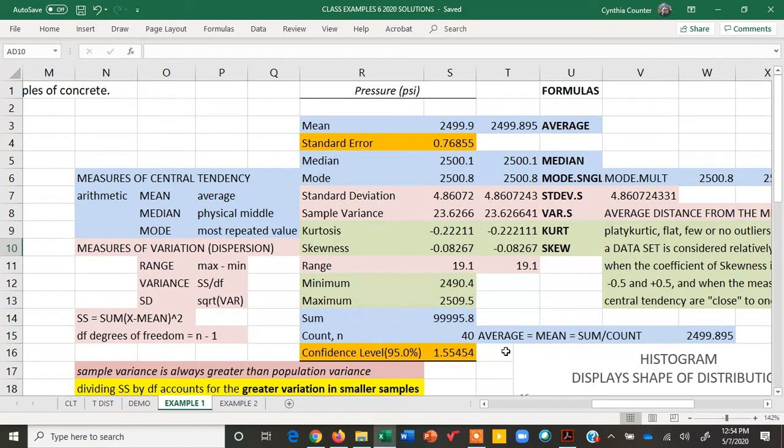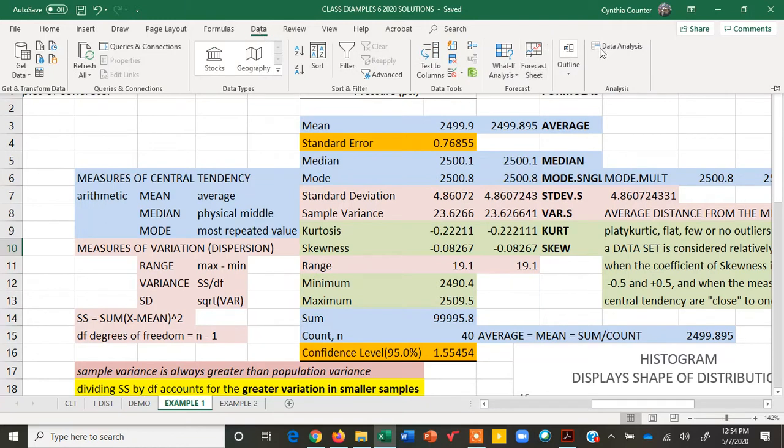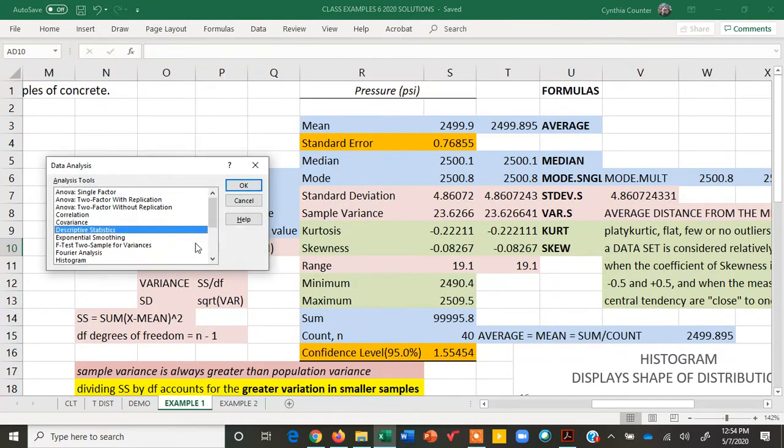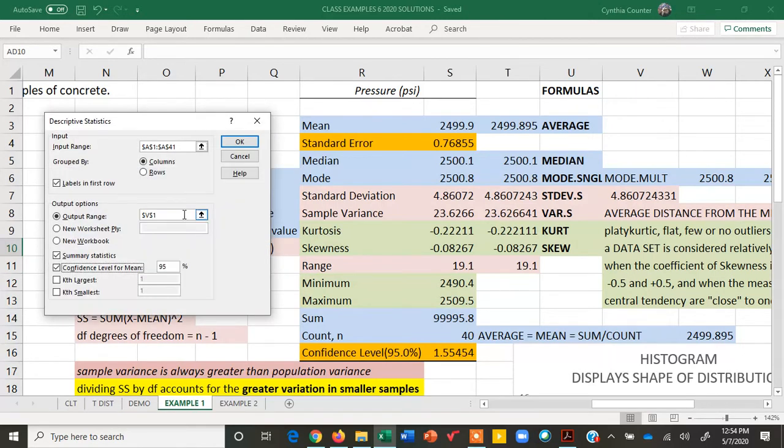So if you have the data analysis tool, I will remind you how you get this output here. You go to Data, Data Analysis, Descriptive Statistics. We have our input range A1 to A41 because that's where I have all my data. I have a label in the first row, that's why this box is checked. Since I already have the summary statistics, I'm not even going to ask for those again. I'm just going to go straight for the confidence level for the mean.